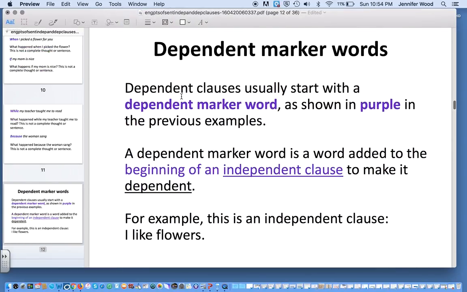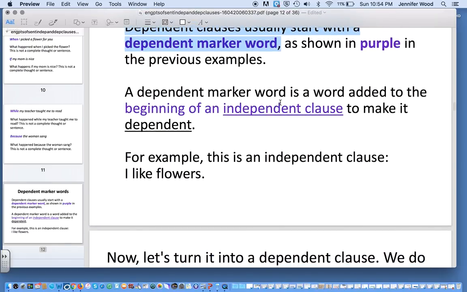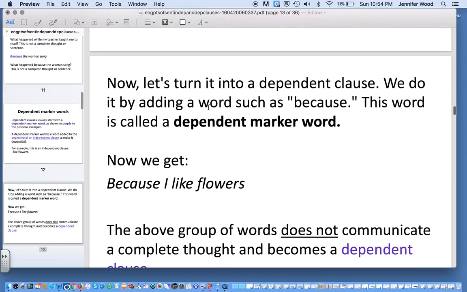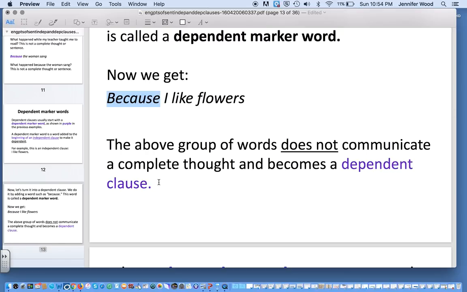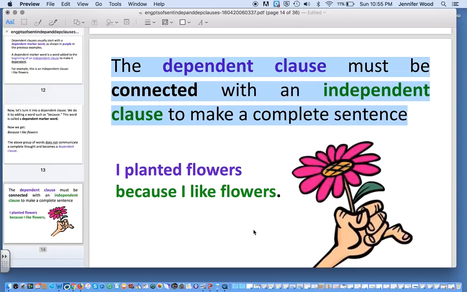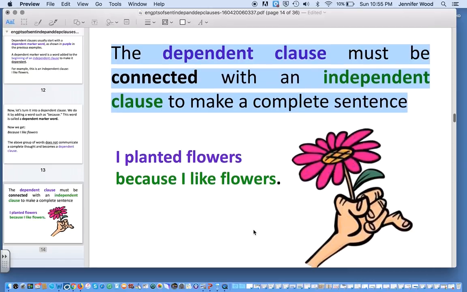So dependent clauses usually start with a dependent marker word. A dependent marker word is a word added to the beginning of an independent clause to make it dependent. For example, this is an independent clause: I like flowers. To turn it into a dependent clause, you can add a marker word, a conjunction: because I like flowers. The above group of words does not communicate a complete thought and becomes a dependent clause. The dependent clause must be connected with an independent clause to make a complete sentence. I planted flowers because I like flowers.